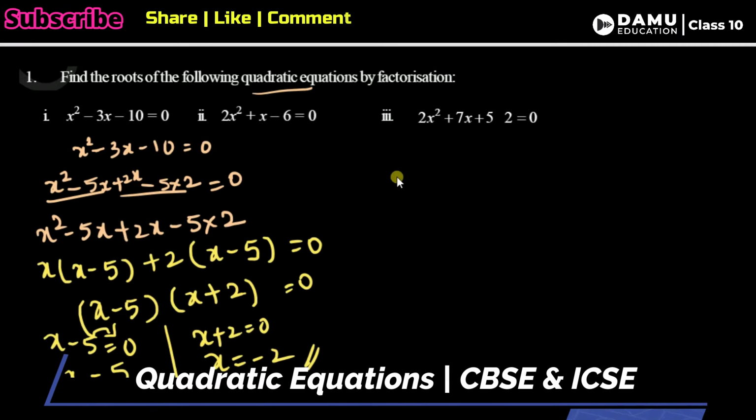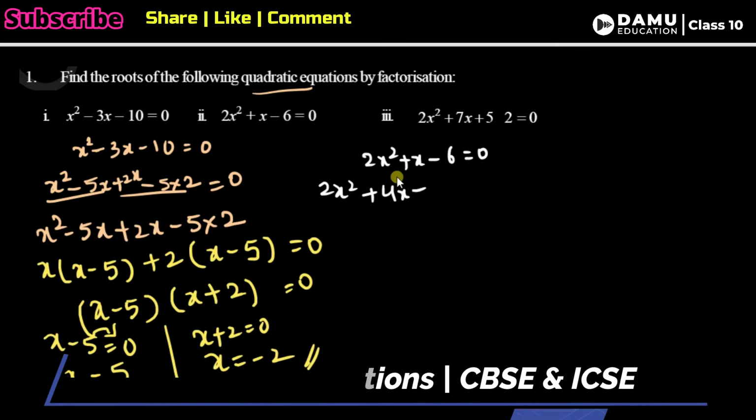Now let's check the second one, that is 2x square plus x minus 6 will be equal to 0. So here 2x square is there. You can take 2x square as it is, then x is there and 6 is there. So we need to take x and 6. We can take 4 minus 3, so you can write plus 4x, then minus 3x, minus 6 will be equal to 0.